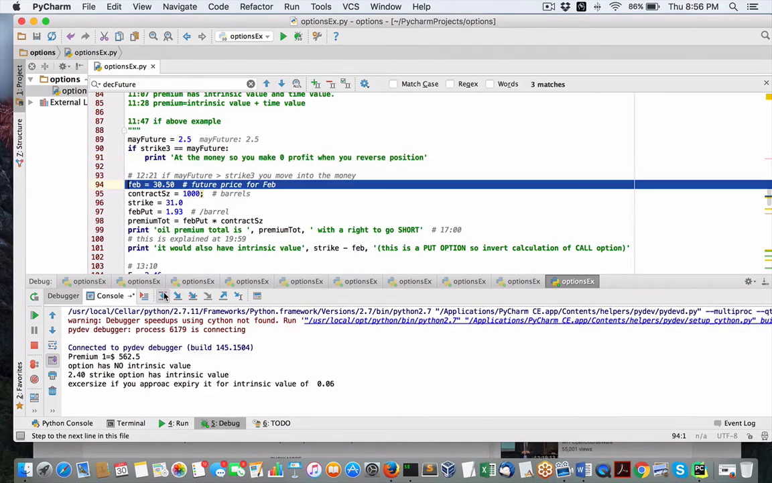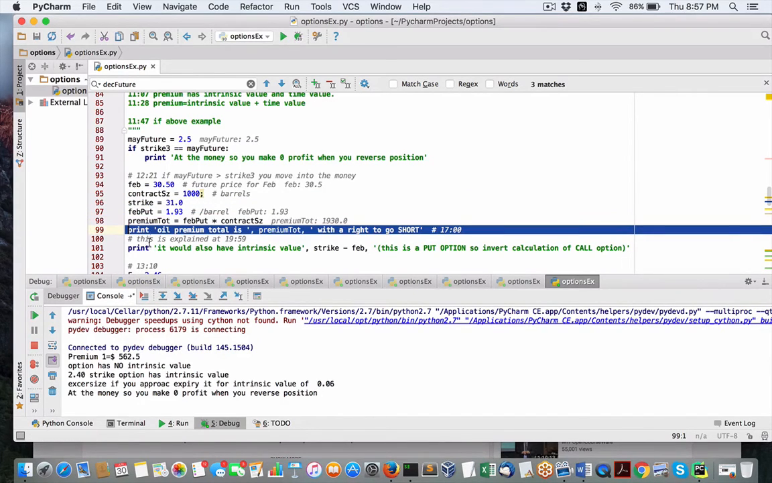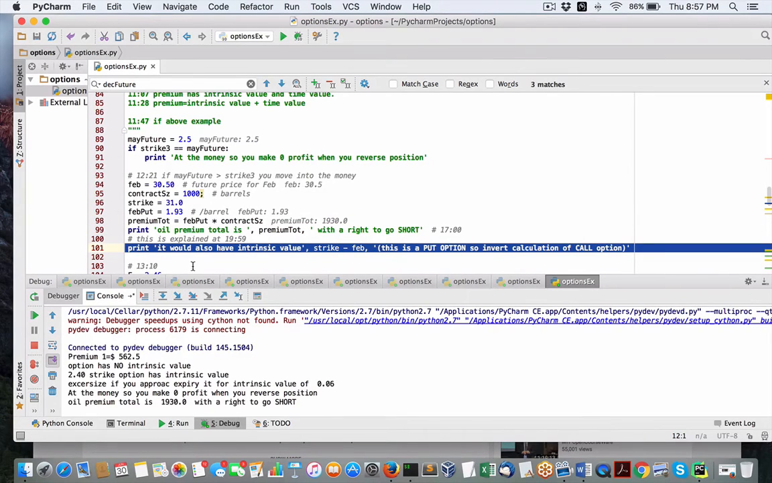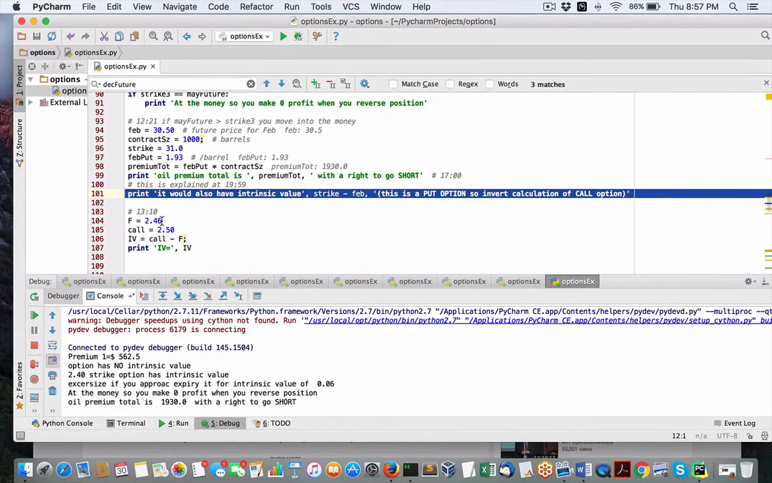You can reverse the position. Our next example is if the future is greater than the strike, then you are moving into the money. We set our February future price at 30.50 with a contract size of 1,000, which is barrels for oil. The strike is at 31, and our February put is at 193. So our total premium is the put times the contract size. We'll just run these. So we know our total premium, exactly as I said, with the right to go short. So we're going to go short on that. And that's that.